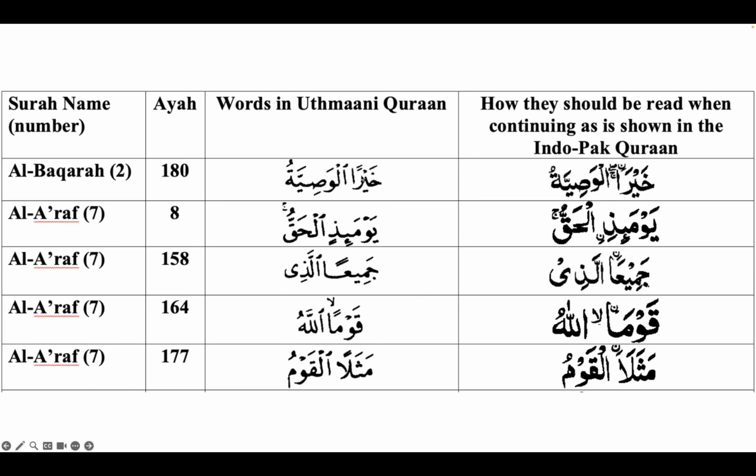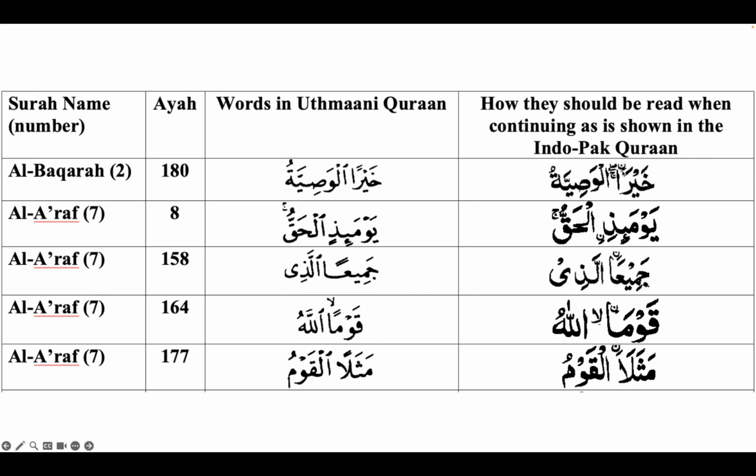Now notice that the ra fatha and the noon sukoon would be khayran in normal circumstances, but because of this exception, the way we pronounce it is we say khayra, and the noon sukoon gets a kasra below it, and it gets connected to the next letter, which becomes khayranil wasiyya.